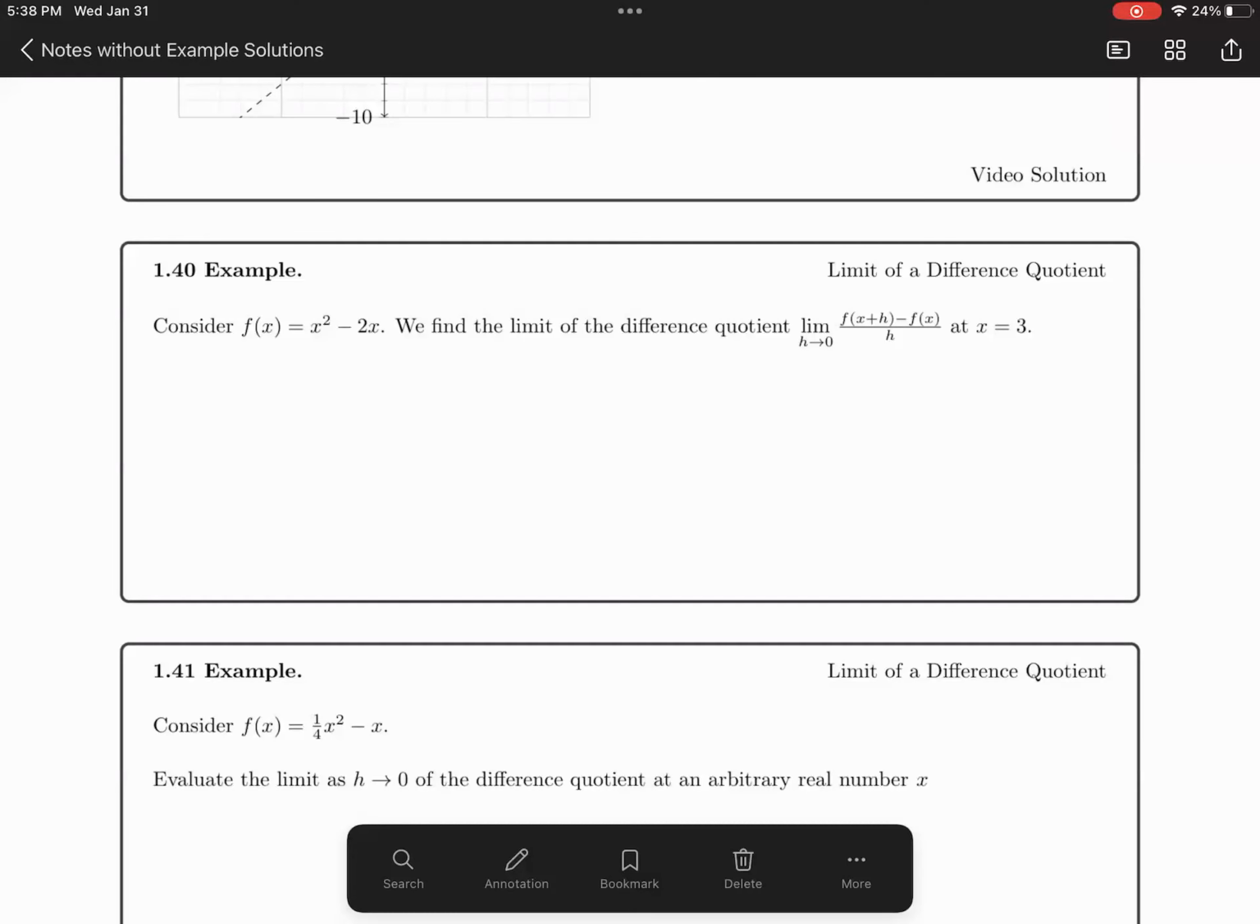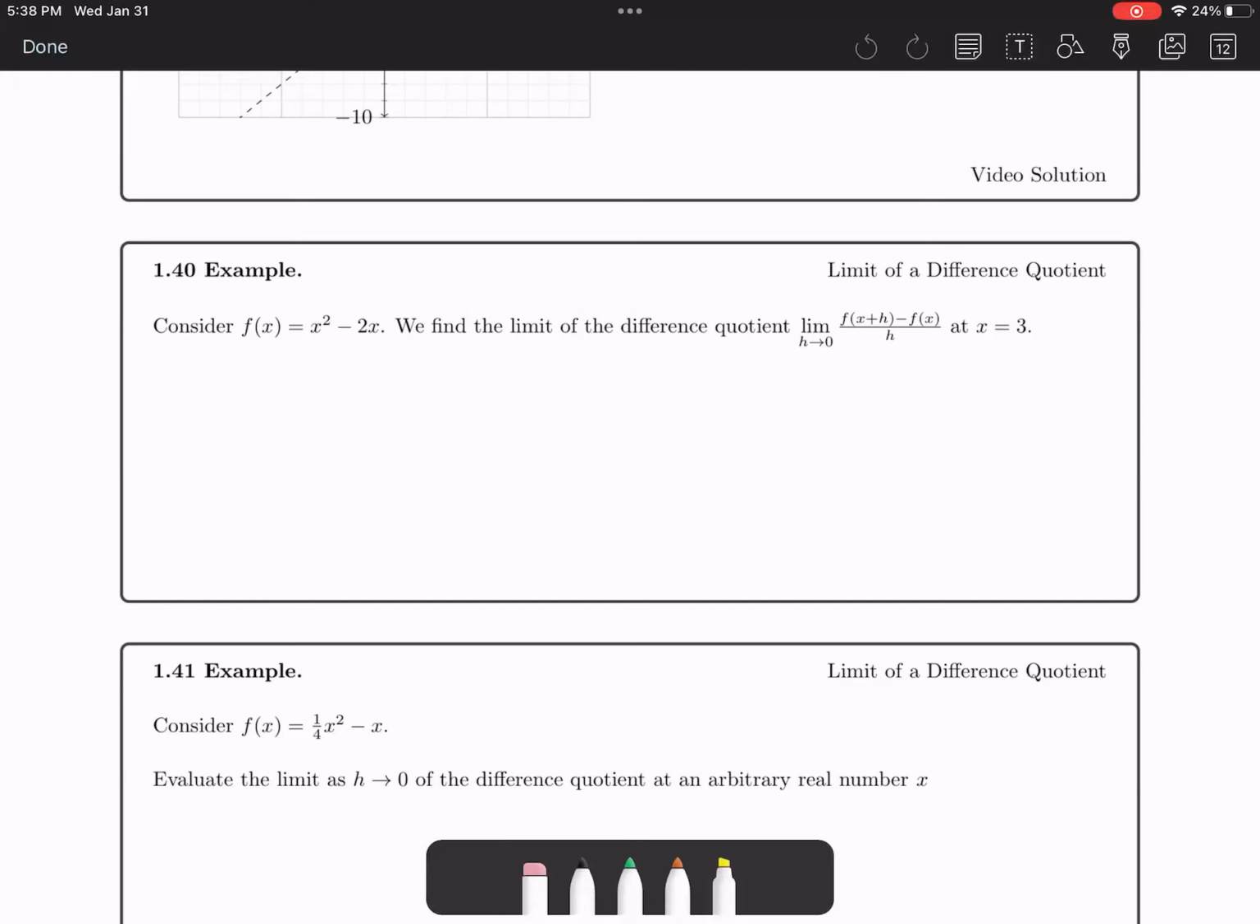Example 1.40 is going to walk us through finding the limit of a difference quotient. We're later going to learn that this is called the derivative, but now we just want to practice the math and the skills involved in going through this process. So here we have a function, f of x, which is a quadratic, x squared minus 2x.